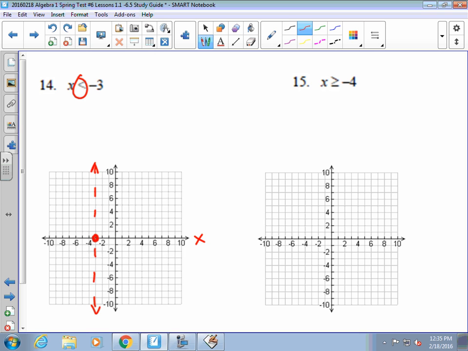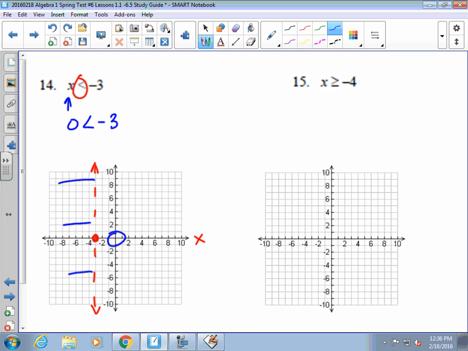X is less than negative 3 does not pass through the origin 0, 0. So the x value then is 0. So 0 is less than negative 3. Is that a true statement? Is 0 less than negative 3? No. Negative 3 is not the bigger number here. 0 is the bigger number. Therefore, towards 0, 0 is wrong, which means away from 0, 0 is right.